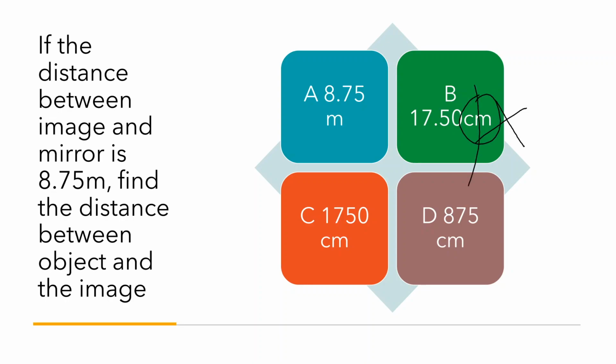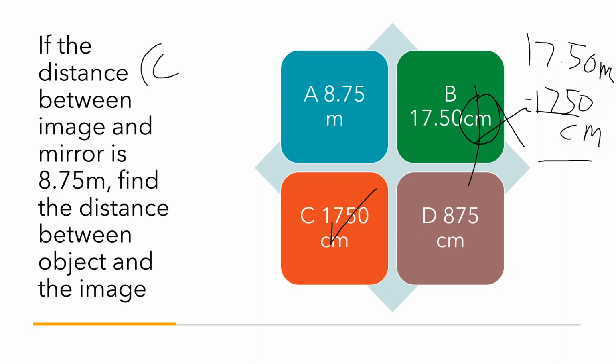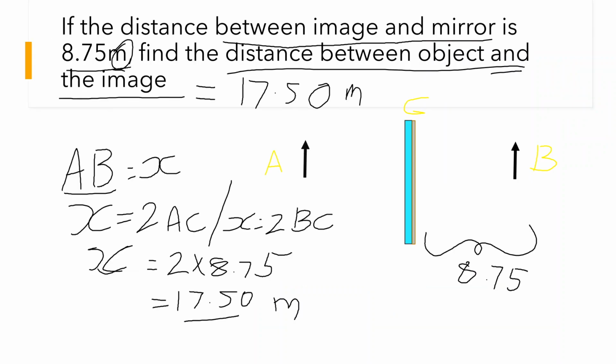So just don't hurry. Wait a second. 17.50 meter is equal to 1750 centimeter. Is that option there? We'll check it here. Yes, it is there. So the answer is again C here, 1750 centimeter. We'll go to the next question.